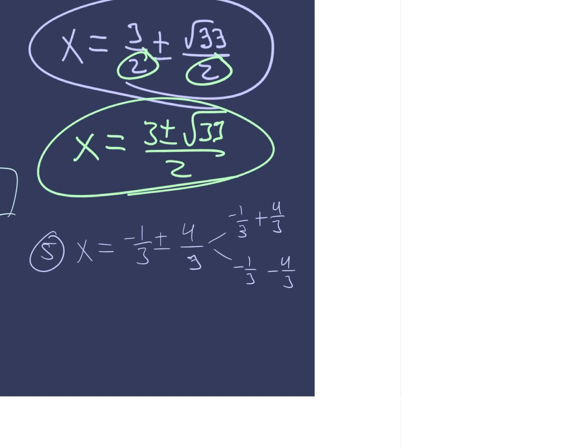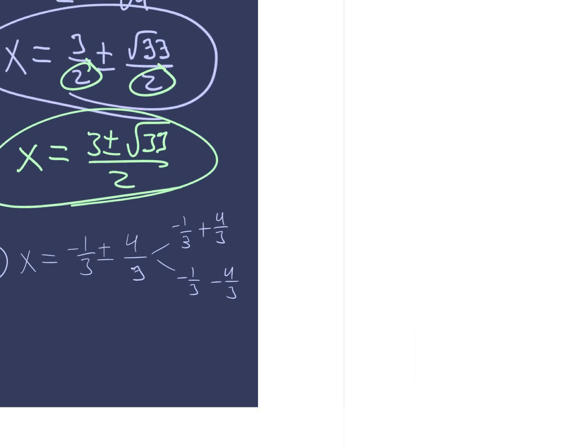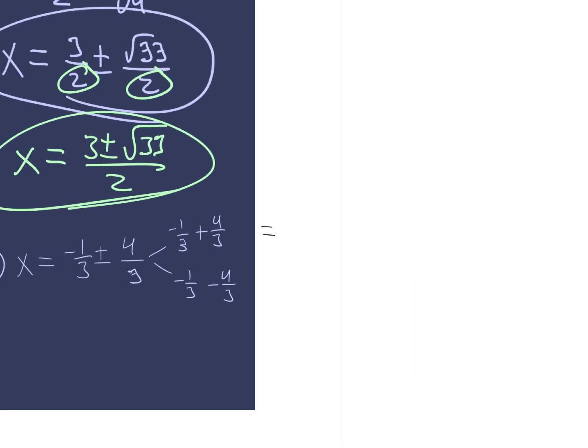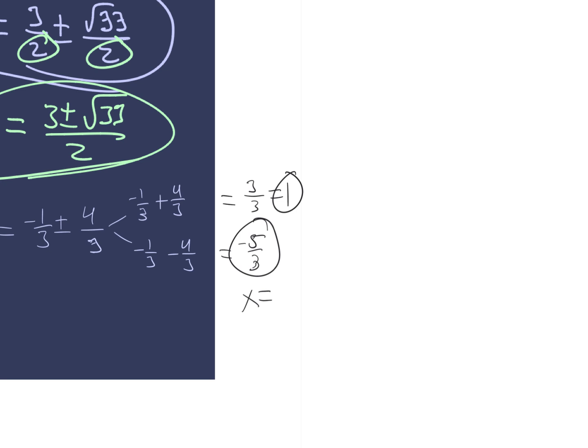All right, so in one of our answers, let me write darker, you might not be able to see that. This is going to equal, negative 1 plus 4 is 3, divided by 3 is 1. And then negative 1/3 minus 4/3 is going to be negative 5 over 3. You can just leave that alone. So you get your two answers: x equals 1 and x equals negative 5 over 3. There were no radicals here, right?